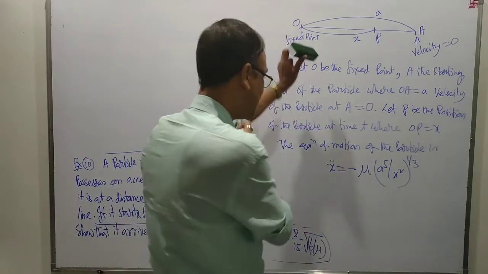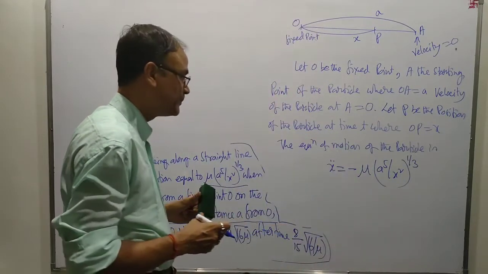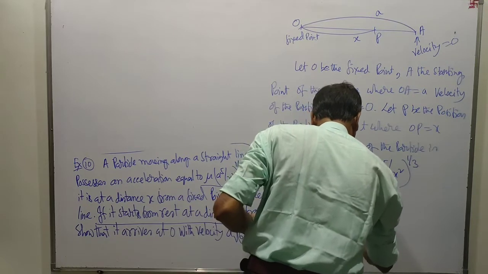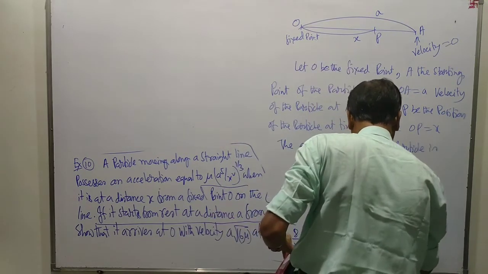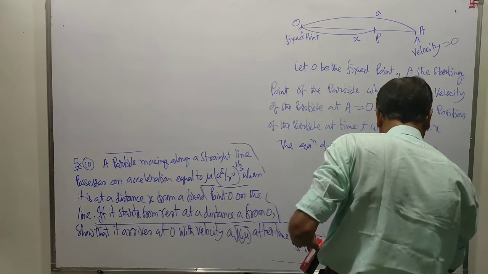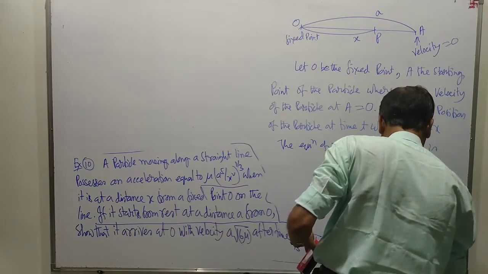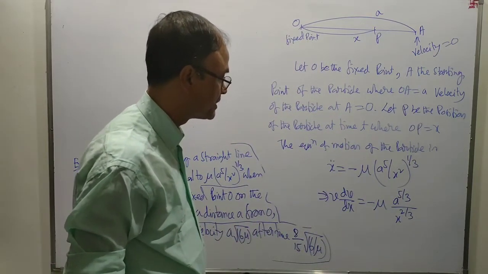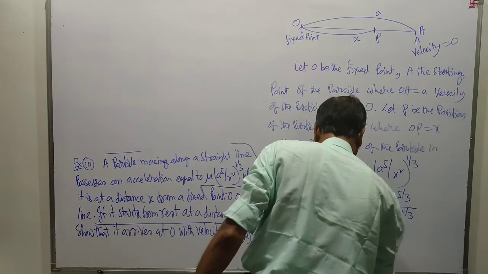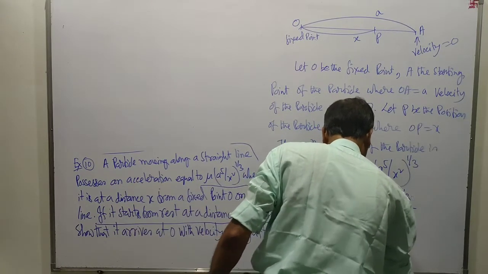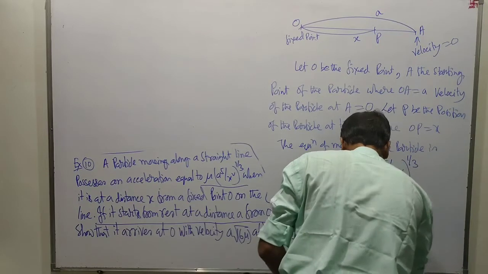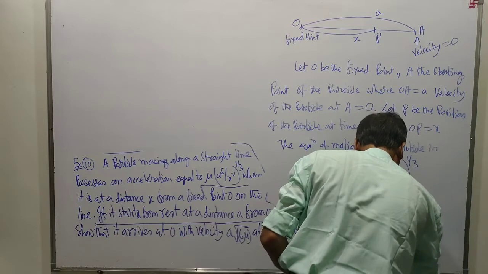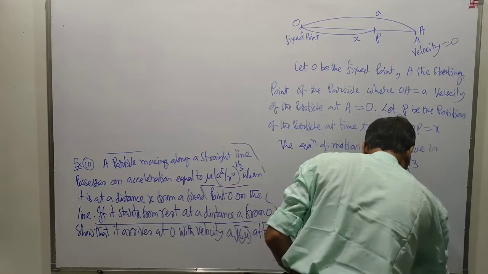Now, just as before, you may write it as v dv by dx. v dv by dx equal to minus mu a to the power 5 by 3 divided by x to the power 2 by 3. This means v dv equal to minus mu a to the power 5 by 3 x to the power minus 2 by 3 dx.